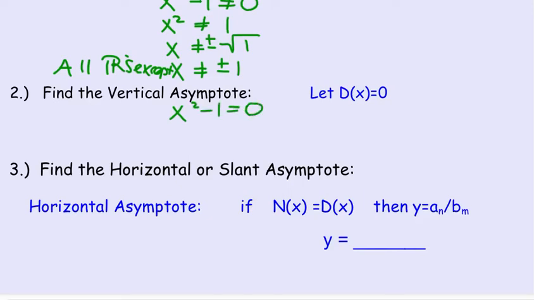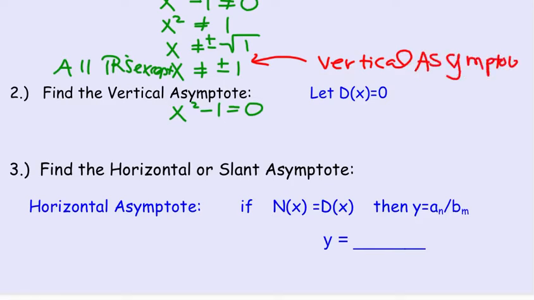And you just do the same thing. Or notice that these are your vertical asymptotes, because those are where your domain restrictions are. So solving it for x, undo, and you get x equals plus 1 and x equals minus 1. So those are where your vertical asymptotes will occur.